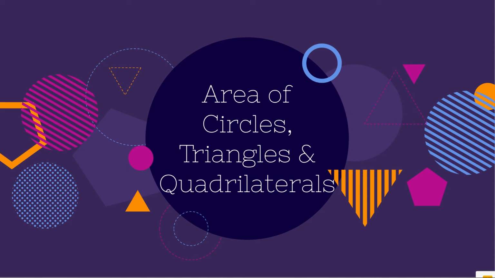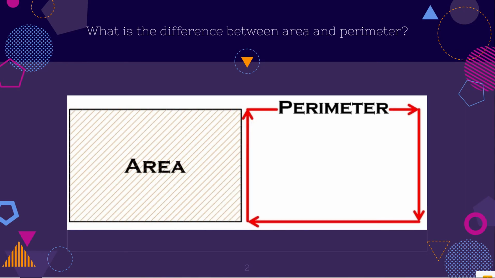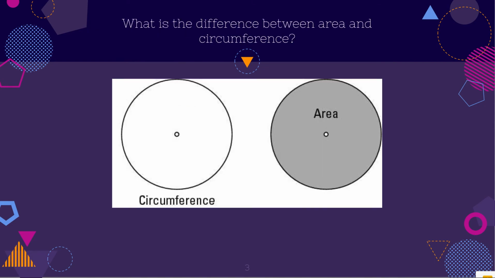So the first thing I'm going to ask you is, what is the difference between area and perimeter? And I even have a little picture here to help you understand the difference if you always get the two confused. What is the difference between area of a shape and the perimeter of a shape? All right, similarly, I want to ask you a really similar question, but with this picture instead: what is the difference between area and circumference?